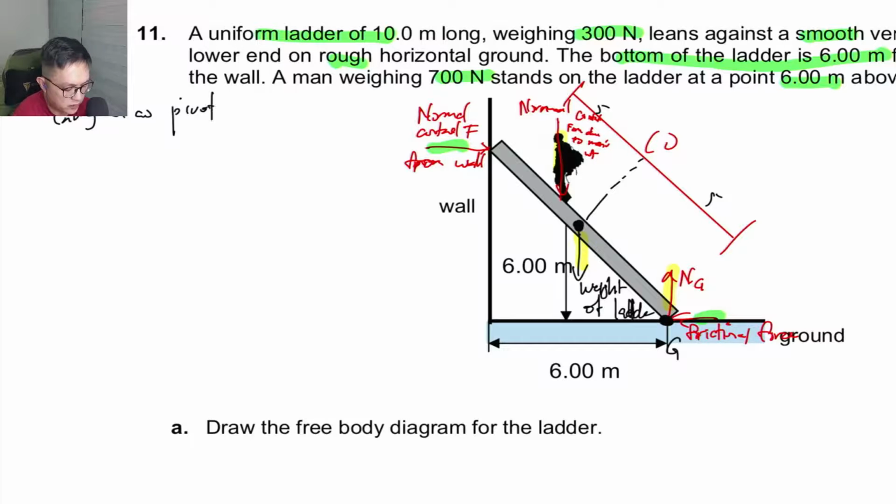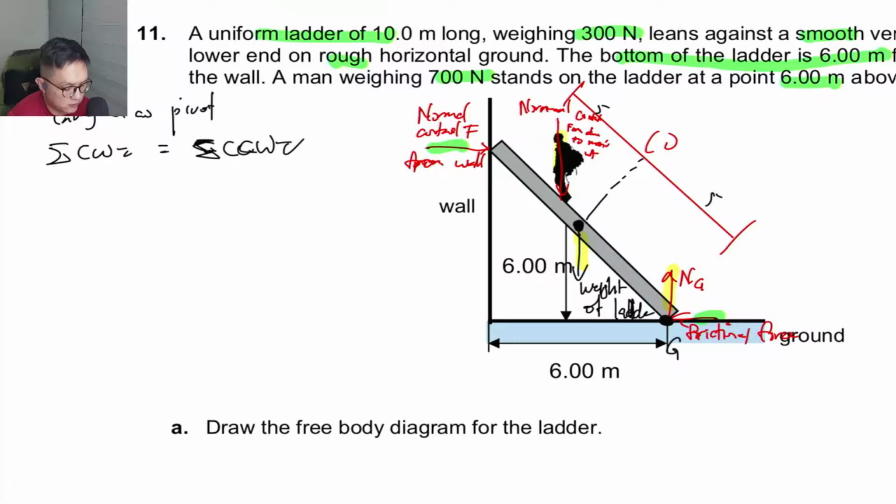What can we do? We can see that three forces are giving me torque. The weight of the ladder is giving me counterclockwise torque. The normal reaction force from the man is also giving me counterclockwise torque. The normal contact force from the wall is giving me clockwise torque. So let's write it down. Same thing: the sum of clockwise torque is equal to the sum of counterclockwise torque.